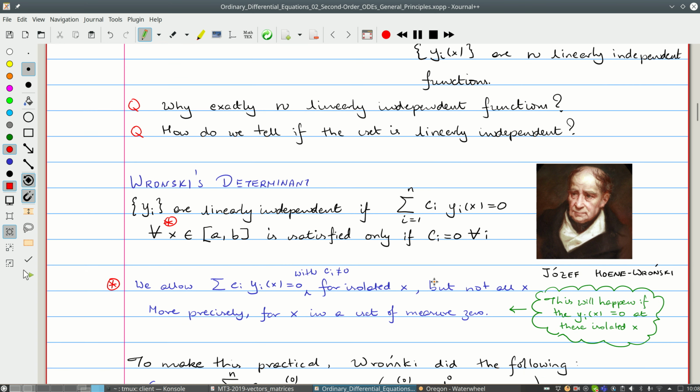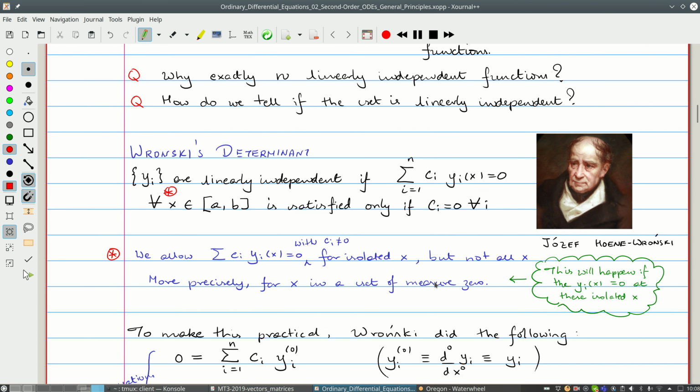This brings us to another topic called Wronski's determinant. This is after Joseph Hoene-Wronski. He was a Polish mathematician, and he moved to France, where he changed his name from Wronski to Hoene-Wronski. I don't know why exactly, but you can find out on Wikipedia.